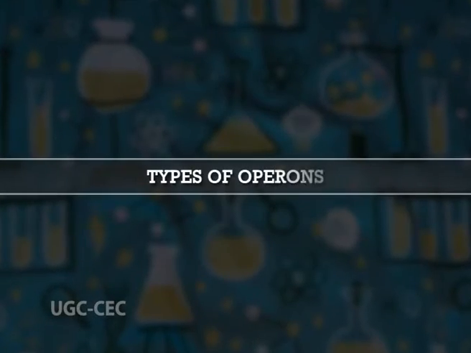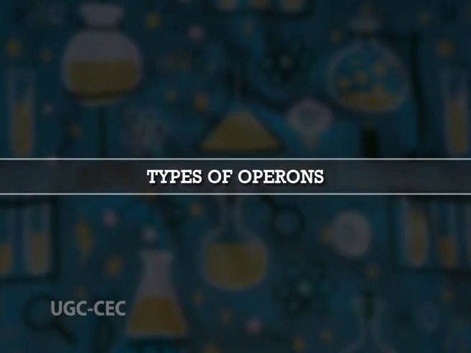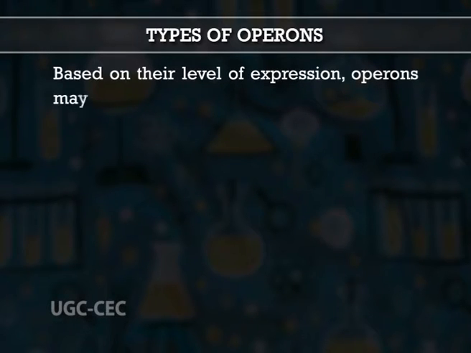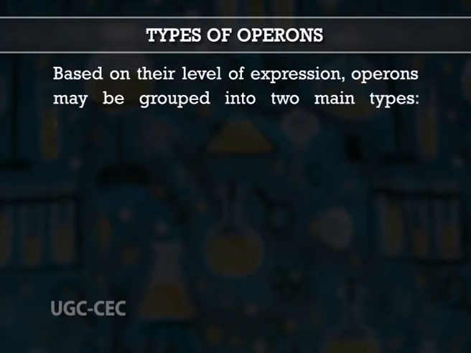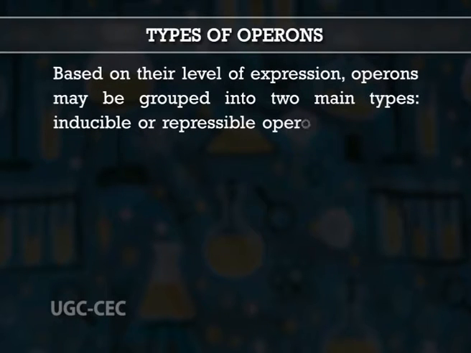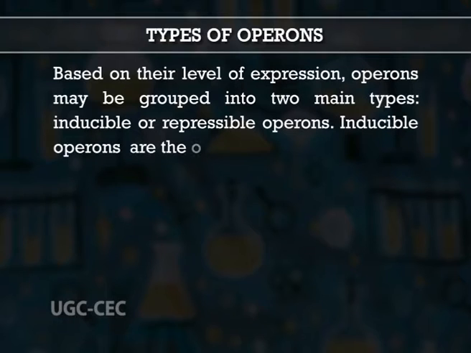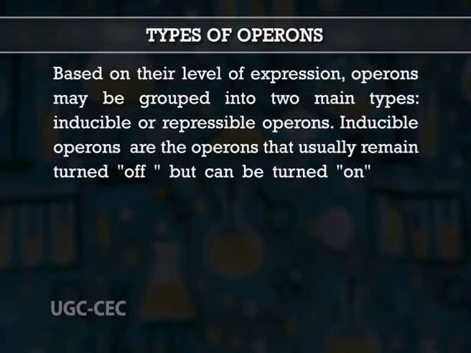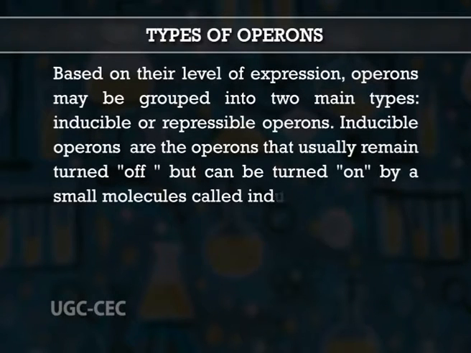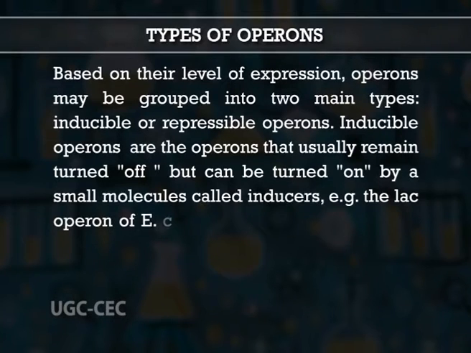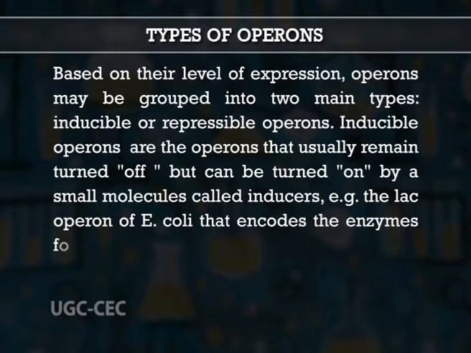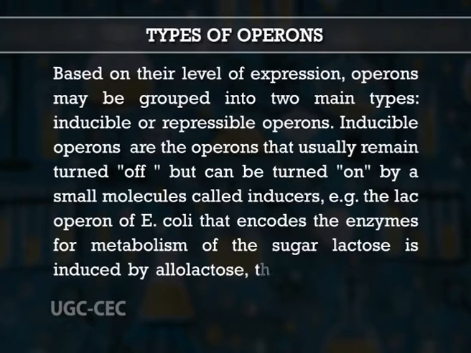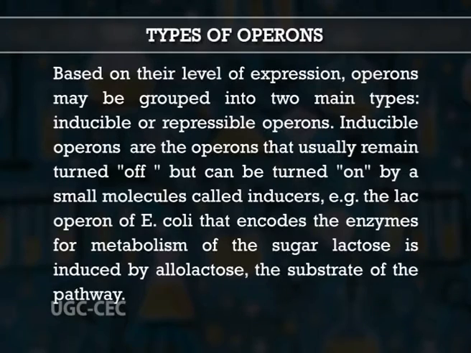Let us now see the types of operons. Based on their level of expression, operons may be grouped into two main types, inducible or repressible operons. Inducible operons are the operons that usually remain turned off but can be turned on by a small molecule called an inducer. For example, the lac operon of E. coli that encodes the enzymes for the metabolism of the sugar lactose is induced by allolactose, the substrate of the pathway.